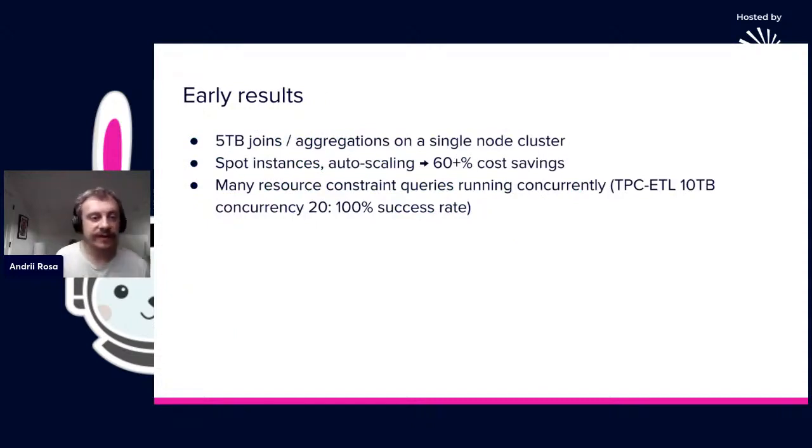For the early results, even with the fairly limited proof of concept implementation of the buffering layer, we managed to achieve pretty good results. We currently support joins and aggregations that would otherwise require 5 terabytes of memory available in a cluster with only 100 gigabytes of memory available. It effectively means that you can run a query that would require a 50 node cluster on a single node cluster.